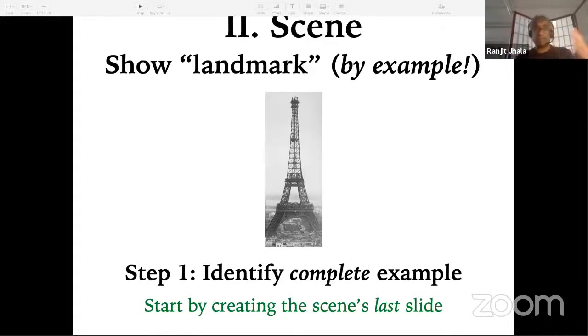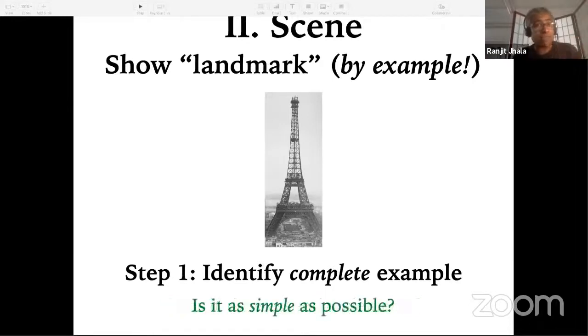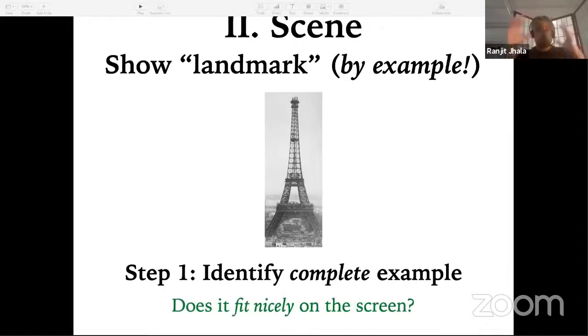So we're going to start by creating the scene's last slide. Now let's look at it. Does this show the essential elements? Is it, as the little prince might say, as simple as possible? Is there nothing left to take away? Does it fit nicely on the screen? If it's too large, that's too much, right? So you want to make sure that it fits nicely, and so on and so forth.